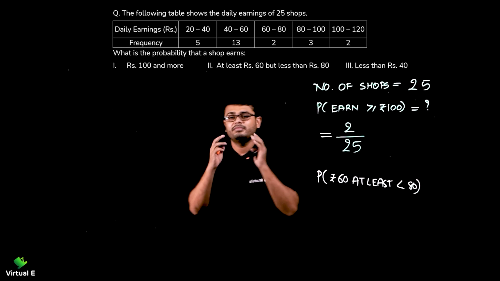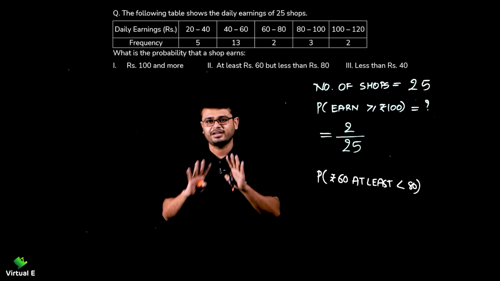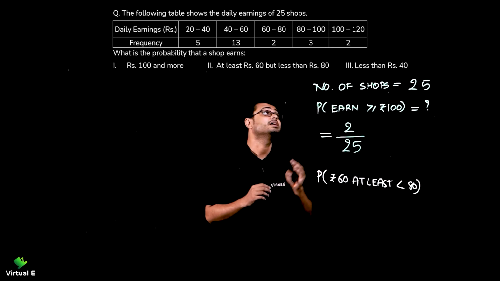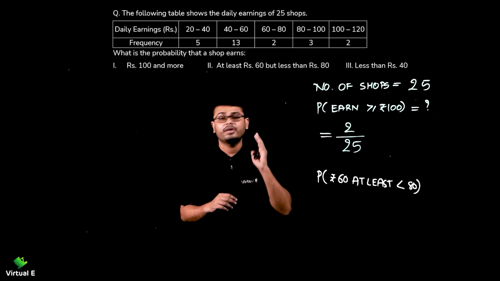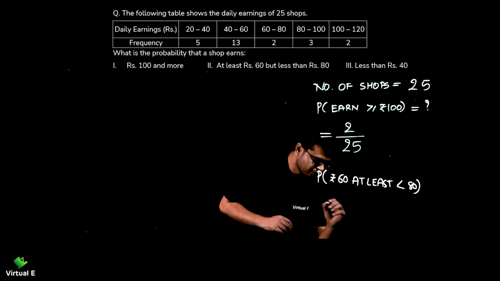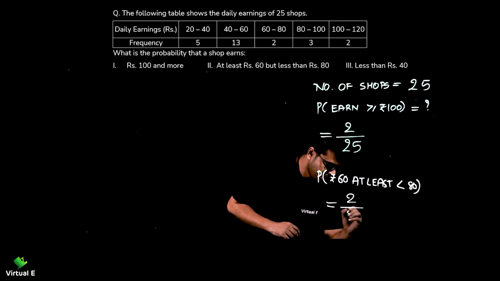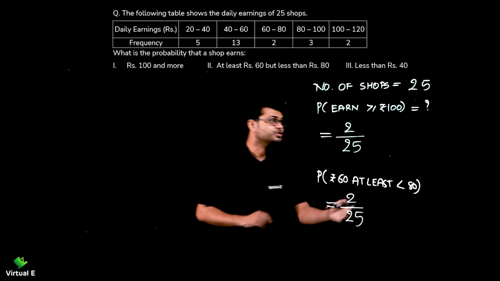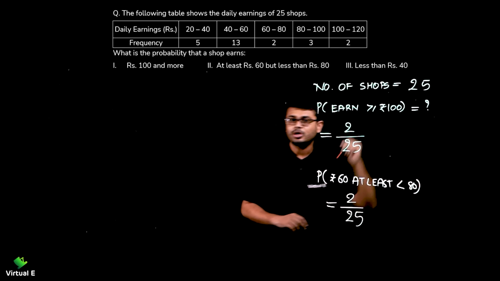Okay, so 60 to 80 only, that's our range, not more than that and not less than that. So 60 to 80, how many shops are there? Again 2. So that is 2 by 25. Why 25? Because 25 is the total number of shops.